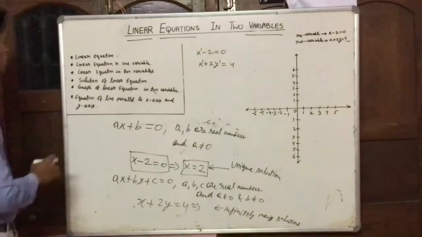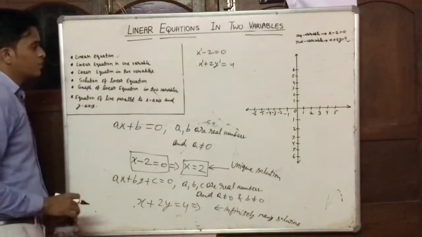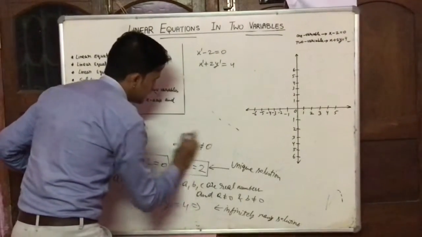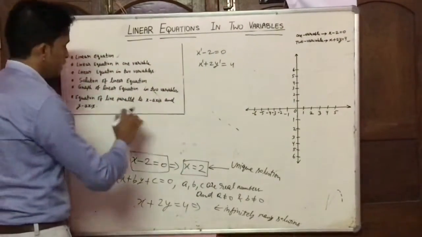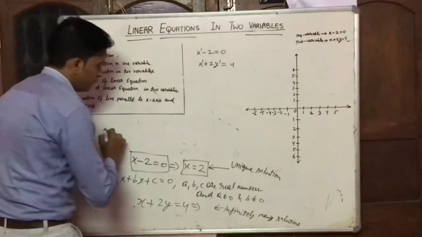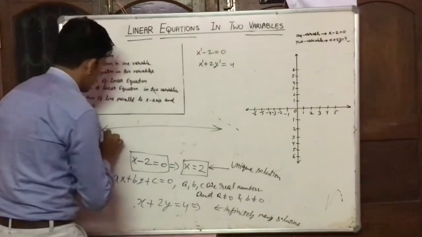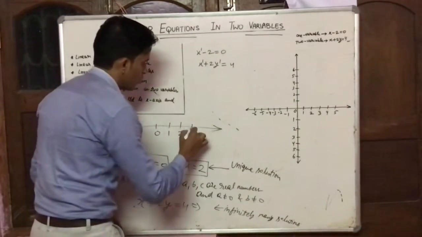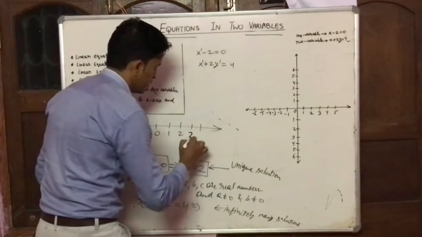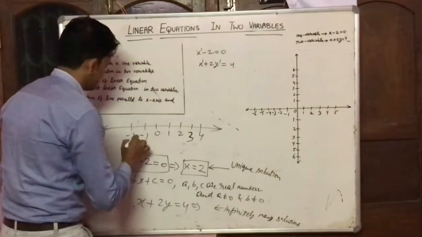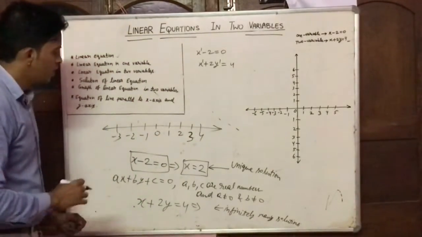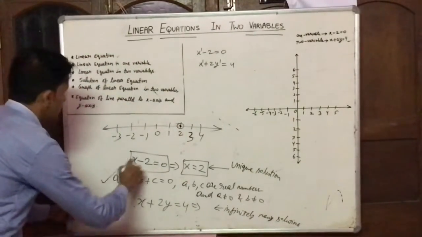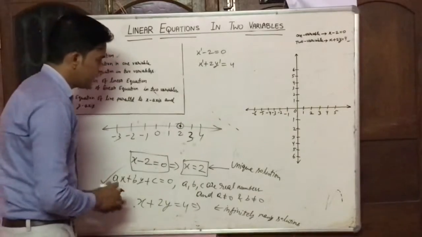Now let us plot the graph of linear equation in two variables. Before discussing these two variables, let me tell you that x is equal to 2 is also a linear equation, so we plot it on a number line, which we have already studied in class 2, 3, 4. So here, where is x is equal to 2? Here.